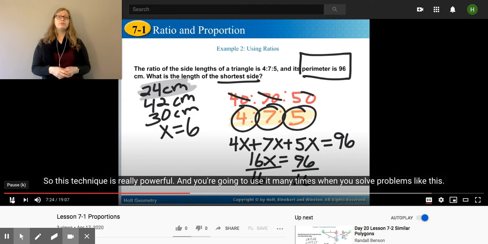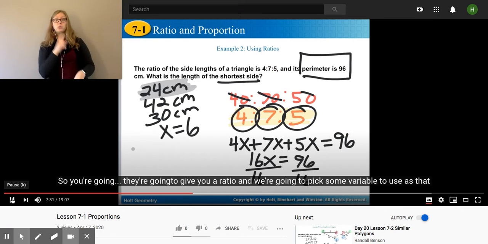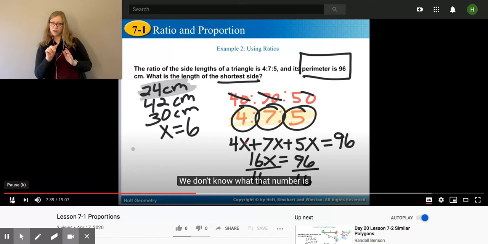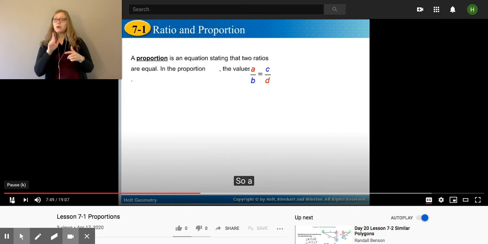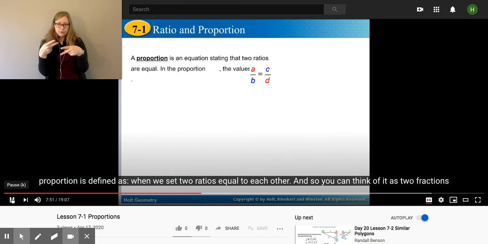So this technique is really powerful, and you're going to use it many times when you solve problems like this. They're going to give you a ratio, and we're going to pick some variable to use as that multiplier. We don't know what that number is, so we're using a variable. And then you're going to write 4x, 7x, 5x, or whatever the ratio is, and do some kind of calculation.